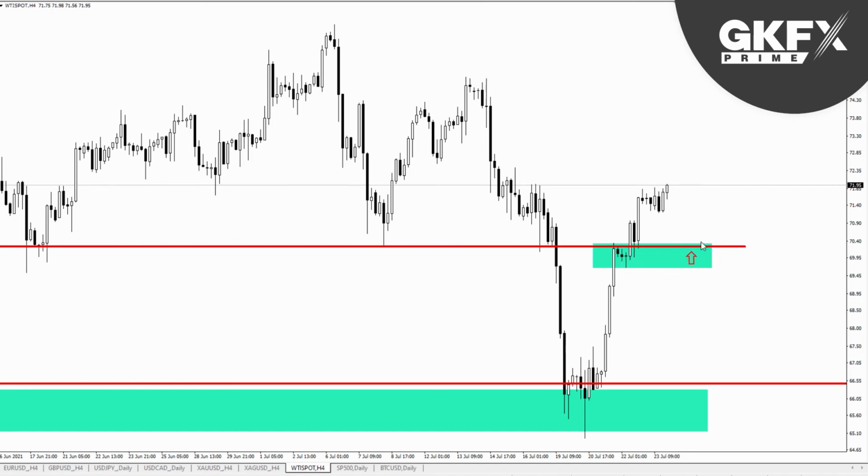We might not actually get it. This little consolidation might just break to the top side. You can see these previous highs here are what are causing resistance at the moment. If we just break through it, we might not get back down here. But as always in trading, use a bit of patience. Don't chase the market.